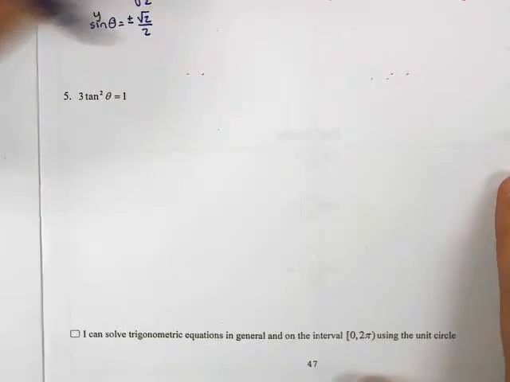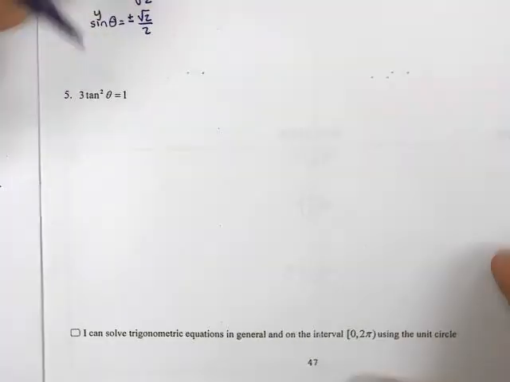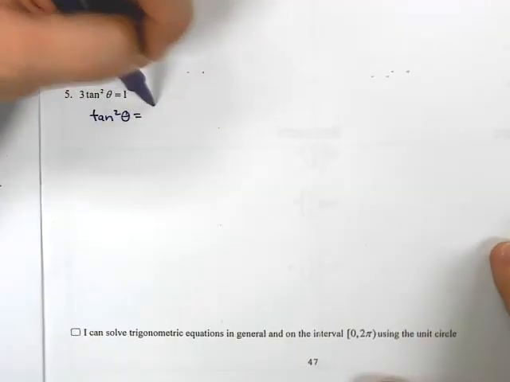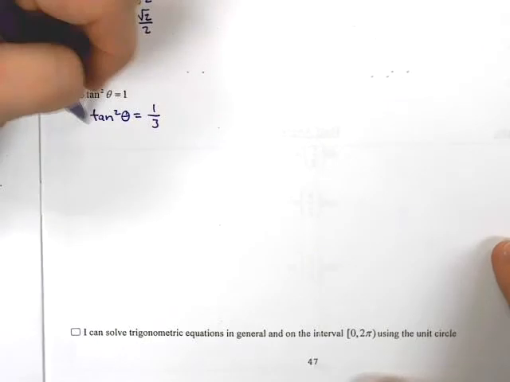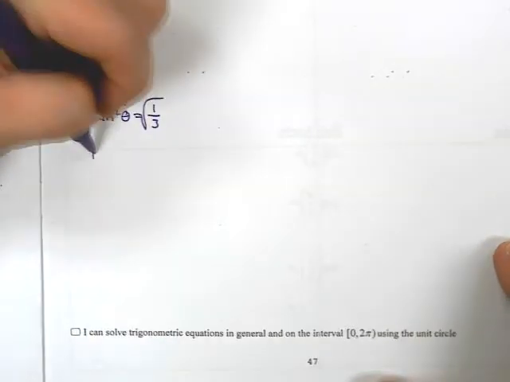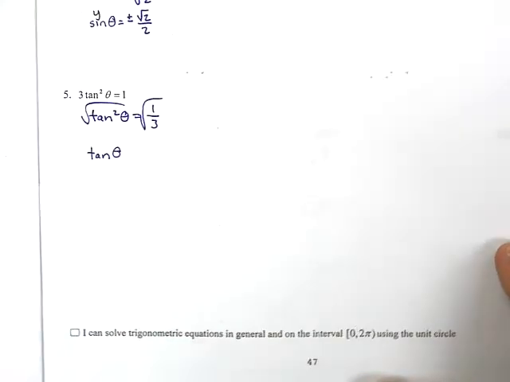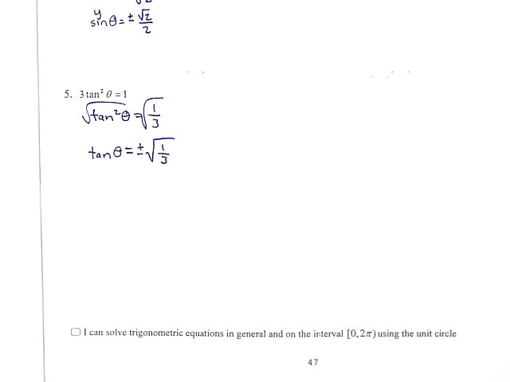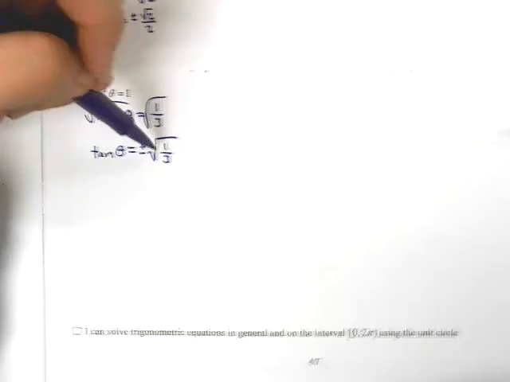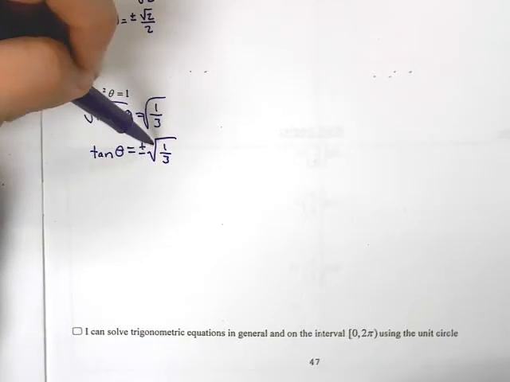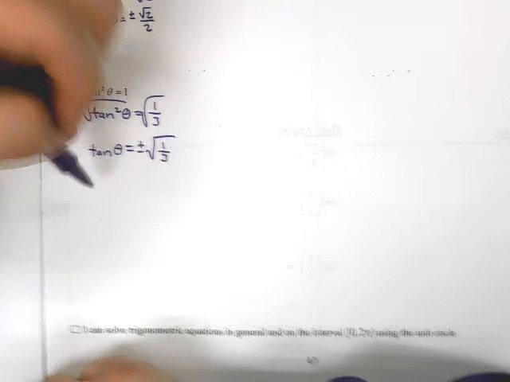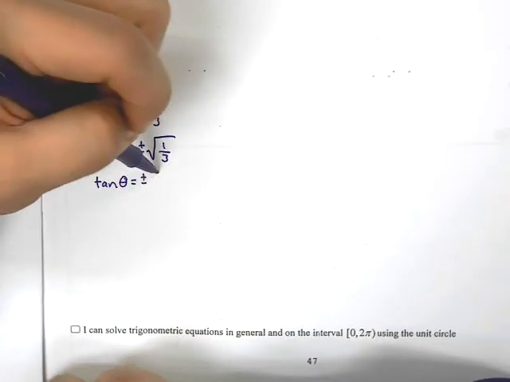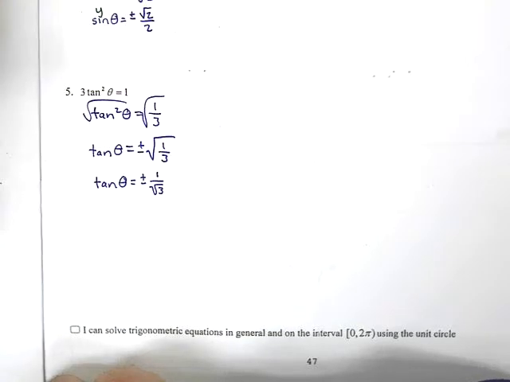3 tangent squared theta equals 1. Well, divide. So we got 1/3 and then square root. So let's see here. We have tangent theta equals plus or minus 1/3. But please remember that when you take the square root of a fraction, you can just take the square root of each piece separately. So tan theta equals plus or minus 1 over root 3.